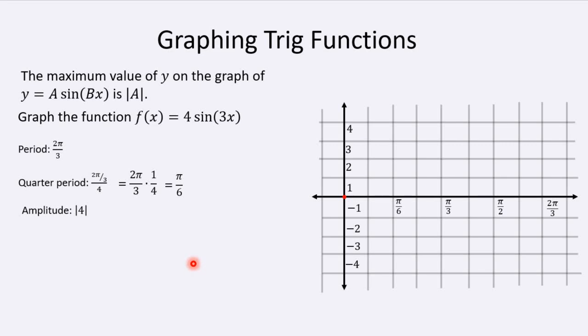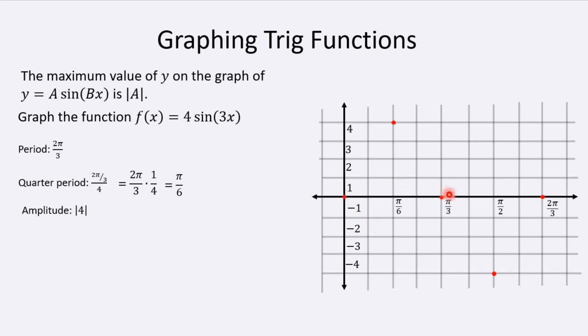There is the first maximum, or the only maximum on the interval, which occurs here at pi over 6. There is the next intercept, which occurs at the halfway point here at pi over 3. There is a minimum now that occurs at the 3/4 mark, pi over 2. At -4, we have a minimum. And then the last point is the next intercept, and it occurs at the very end, at the end of the period, which is at 2 pi over 3.